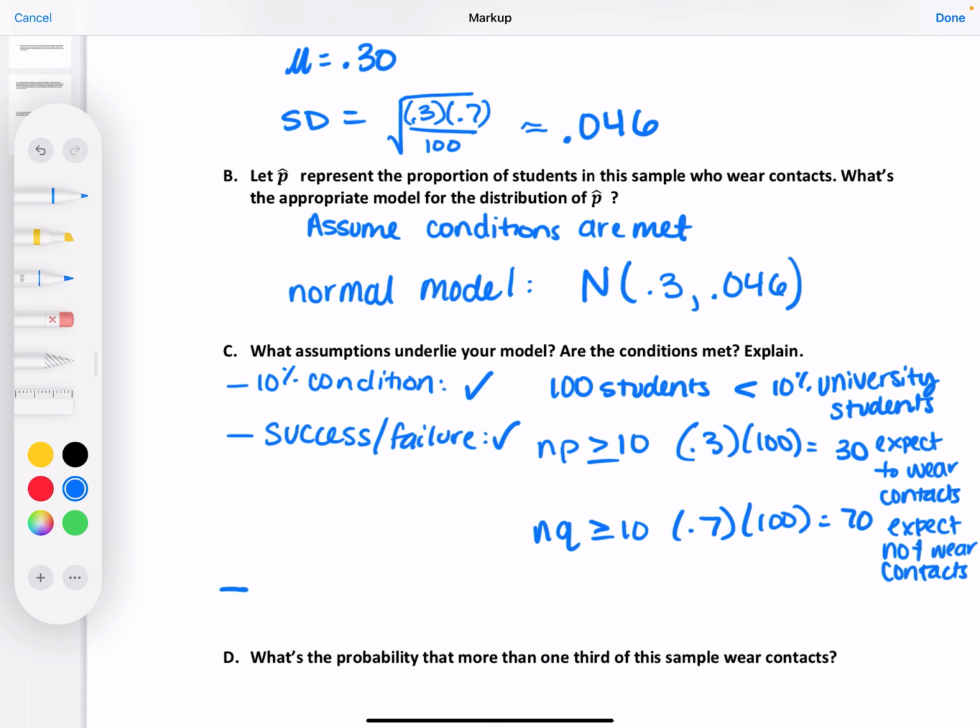And what would the last condition be? Independence, right? Well, random, independent, basically the same thing. Random selection. Okay, they randomly picked.